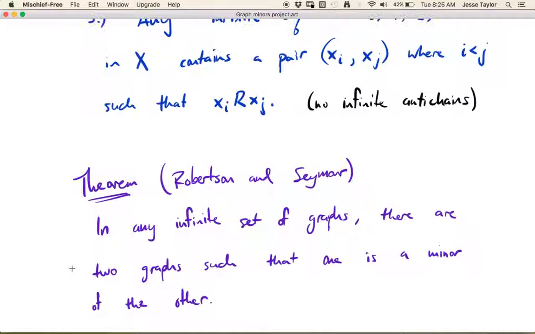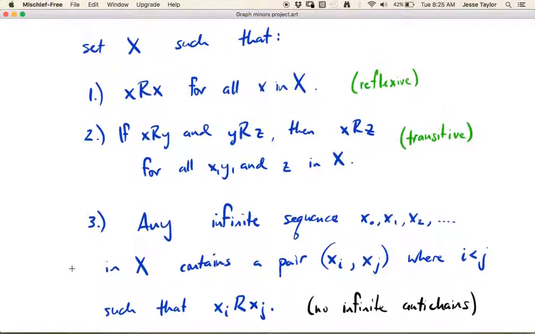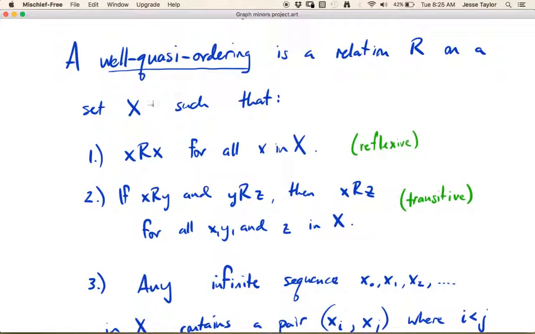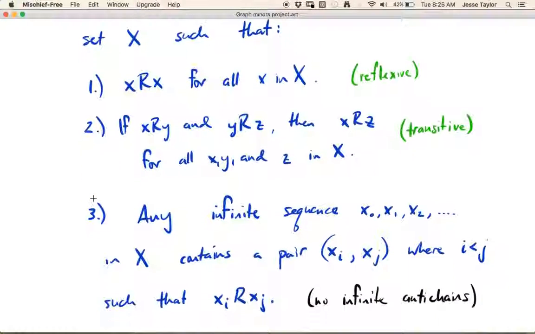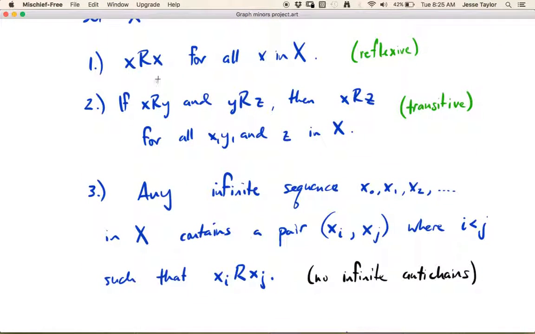So coming back up to well-quasi-ordering, if we want to think about our set X being all graphs, every single graph ever, any kind of combination you can make with vertices and edges, and now our relation is going to be the minor relation. So a graph is always a minor of itself. We saw that in the last video. It's not a proper minor, but it is a minor. And then if you have that Y is a minor of X and Z is a minor of Y, then of course Z is a minor of X. So this transitive property still holds.